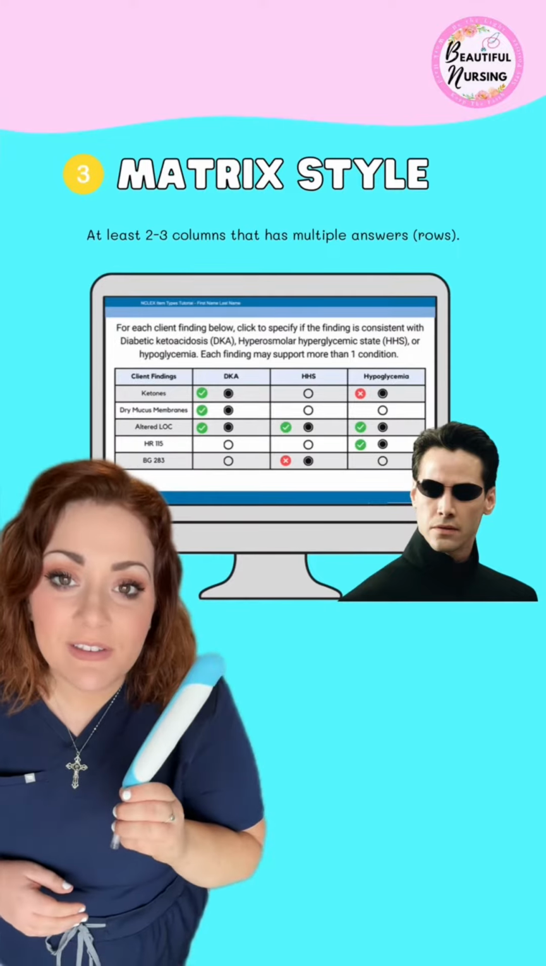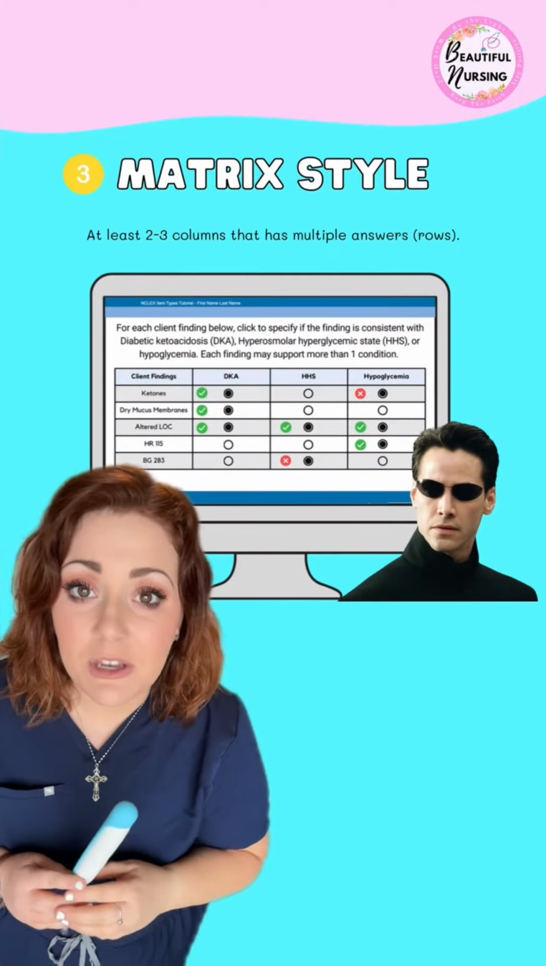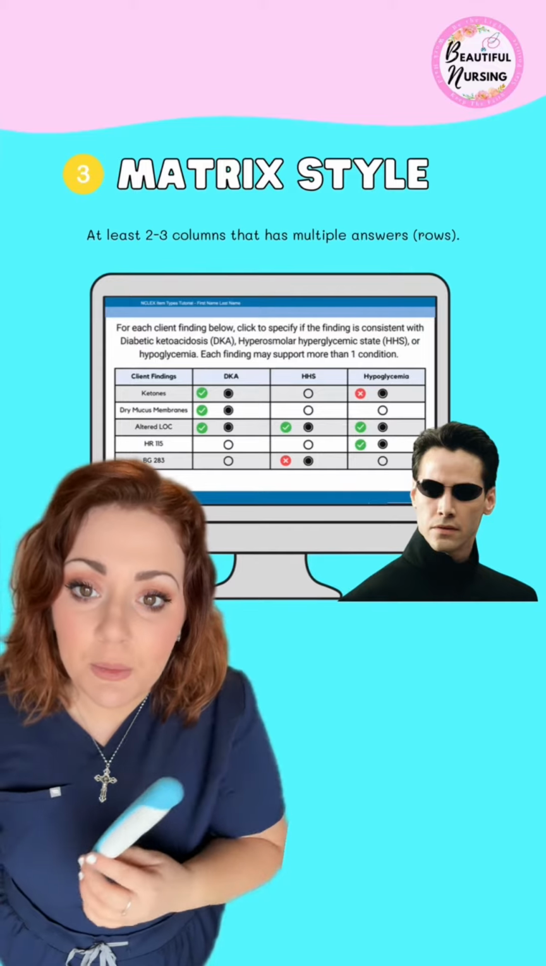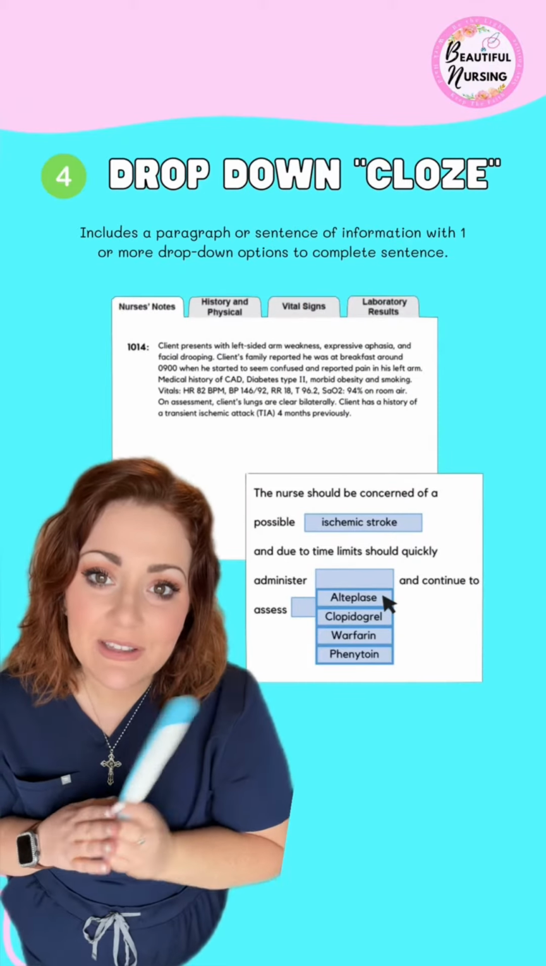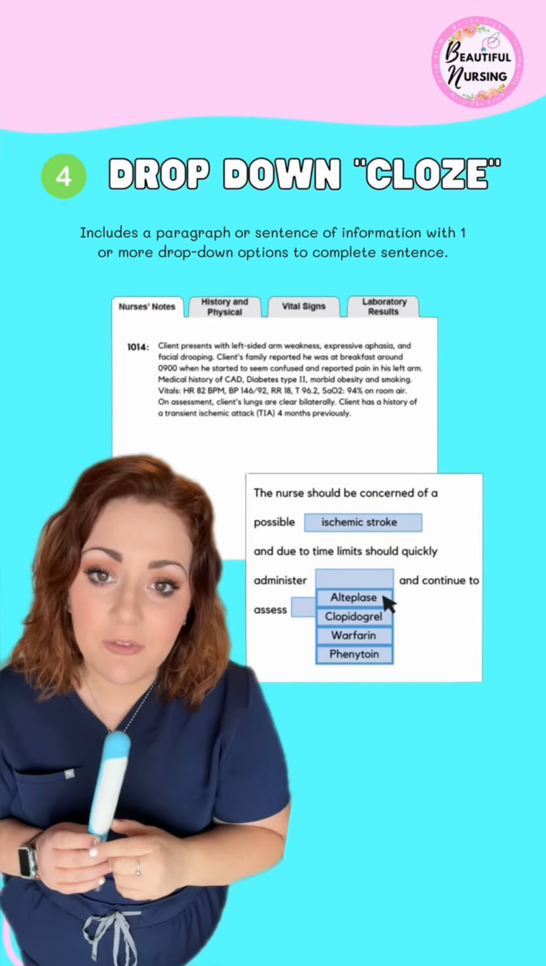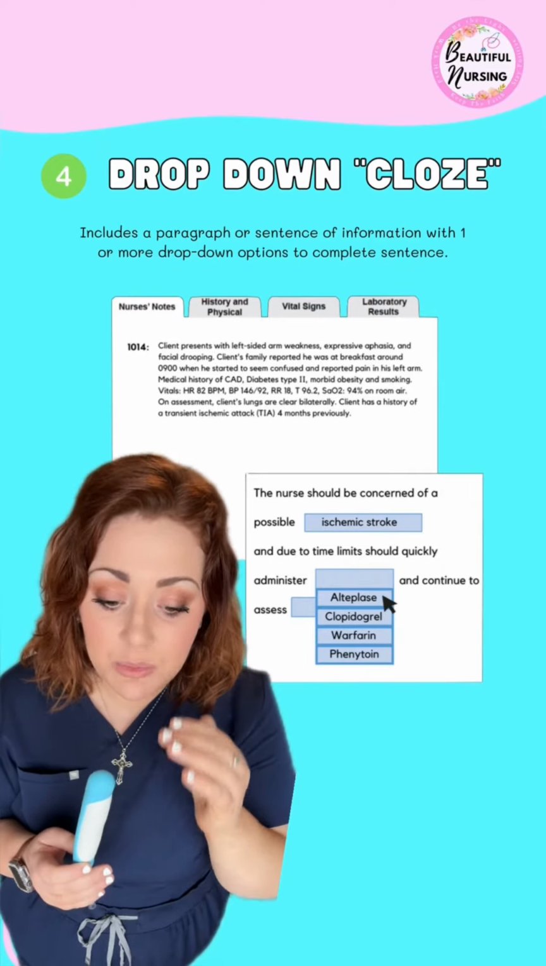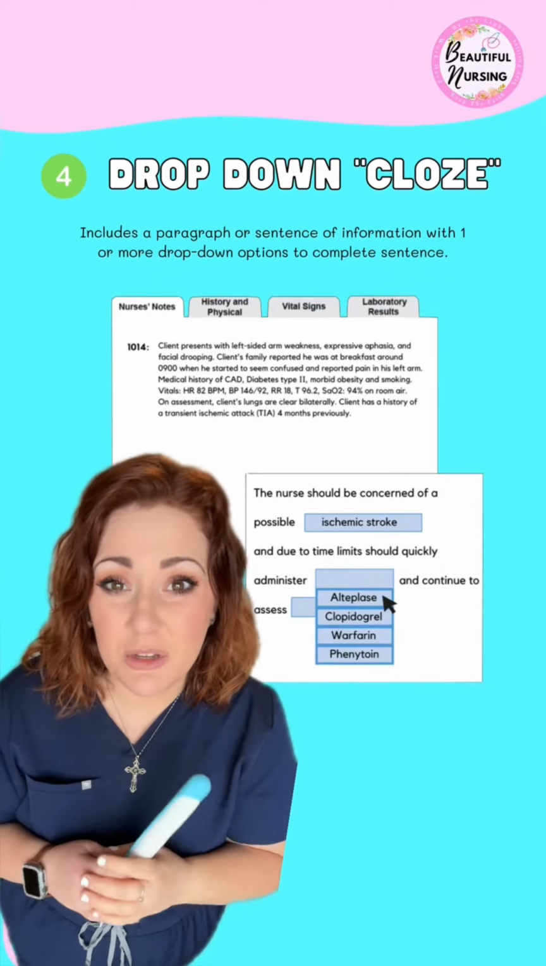Next question type is matrix style. So you're going to get like 2 to 3 columns and you got to pick out, for example, which findings are appropriate for which diagnosis. All right, the next question style is a drop down. So you're going to read this paragraph first and then you're going to get some questions where it's going to have a drop down menu of answers and you just pick out which one is the most appropriate.